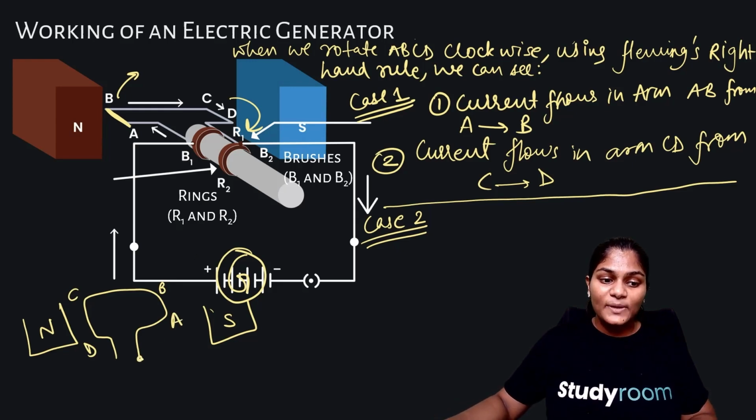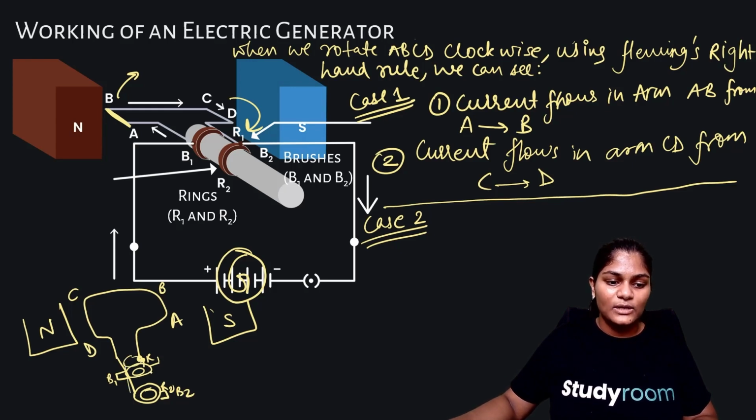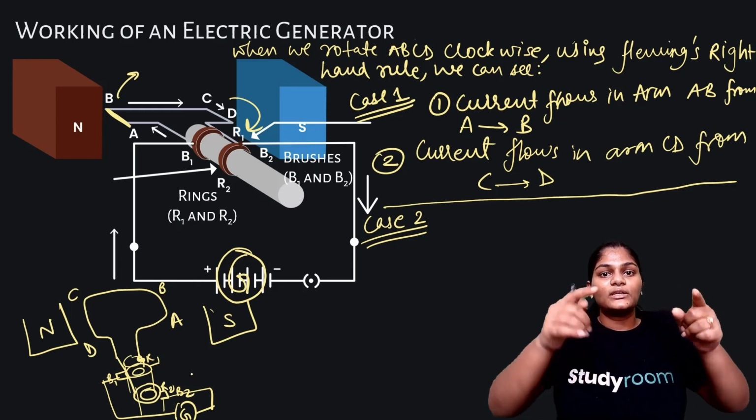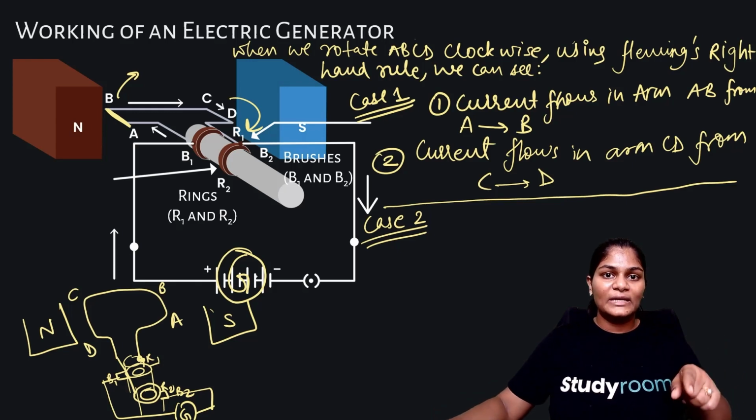Now I know AB is connected to R1. So my R1 is here and AB is connected to R1, and this is still the brush B1. CD is connected to R2, so CD comes from here and is connected to R2 like this, and this is the brush B2. So my circuit looks a little bit like this now. This is my insulating part, and the brushes are connected to the galvanometer. I hope even if the figure is a little messy, you can understand that the coil after one rotation looks a little bit like this.